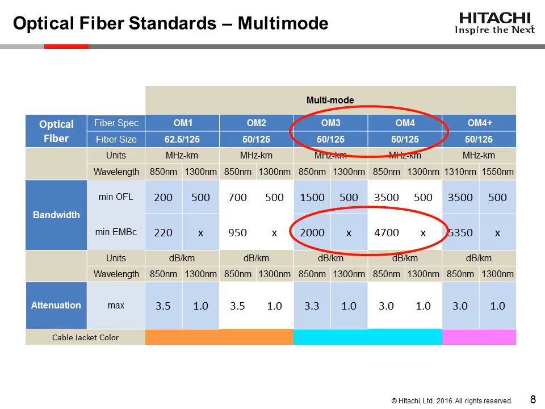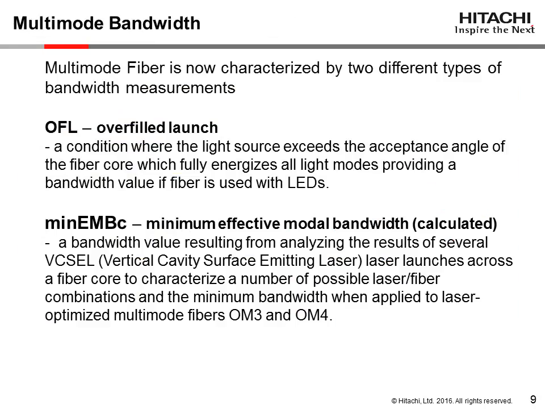Note, 50 micron OM3, OM4, and OM4 Plus are laser optimized to provide the highest bandwidth at 850 nanometer in min-EMBC categories. As seen from the previous slide, multimode fiber bandwidth can be characterized 2 different ways, OFL and min-EMBC. OFL, overfilled launch, is defined as a condition where the light source exceeds the acceptance angle of the fiber core, ensuring all possible light mode paths are fully energized, which provides a bandwidth value if the fiber is used with LEDs.